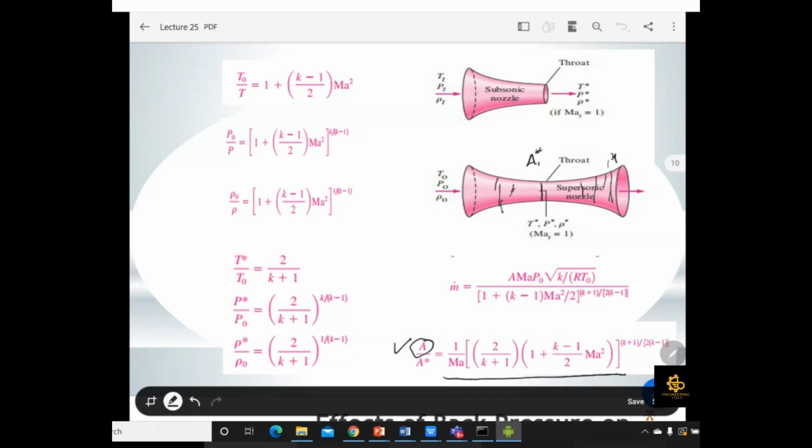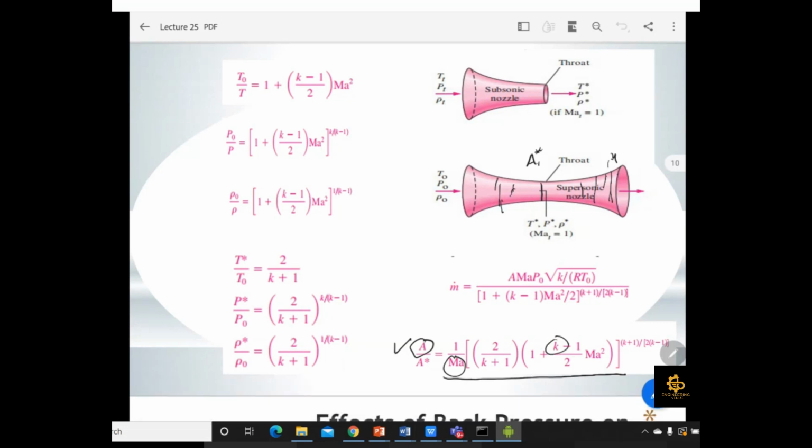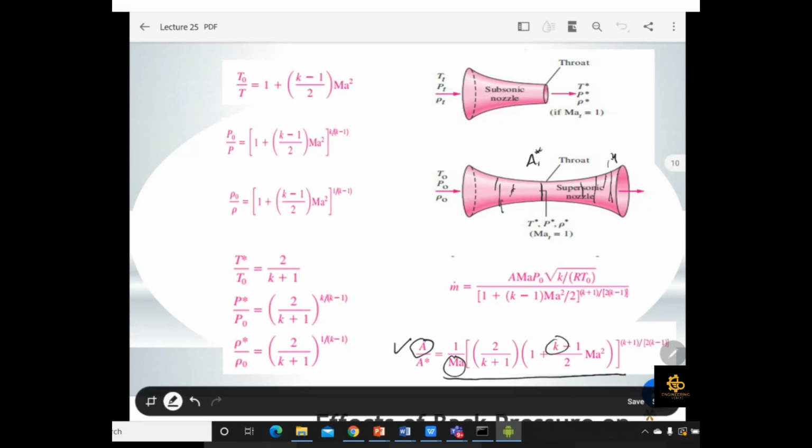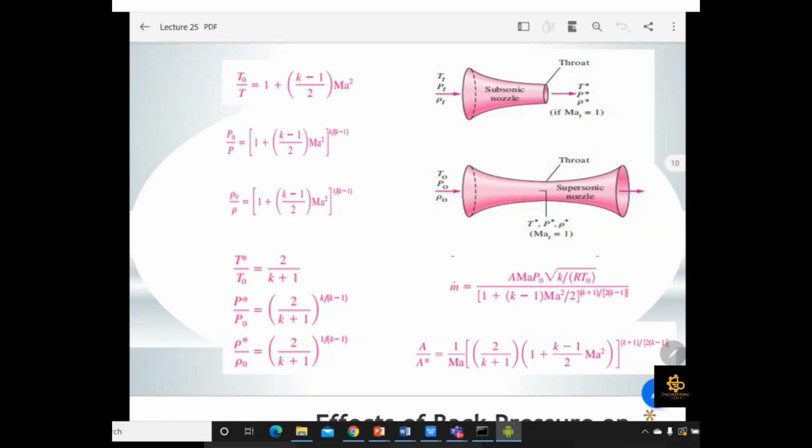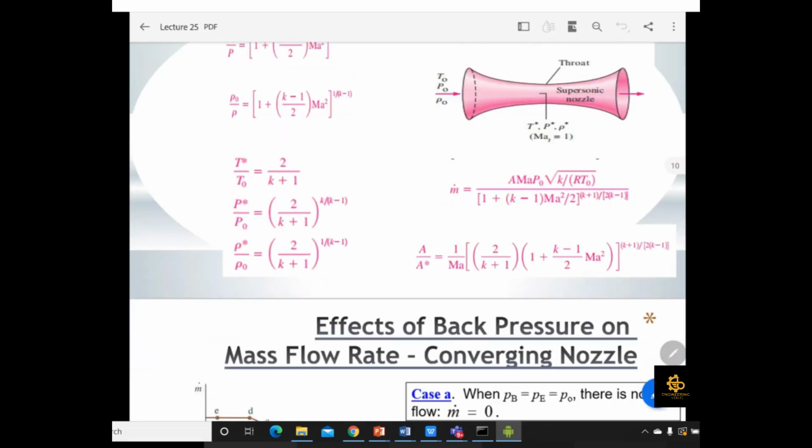This is a function of the Mach number. If you know the Mach number, and the K value is known to you, you can easily find this ratio. So these are some important equations which you have to note down. If you have any question, you can also ask me.